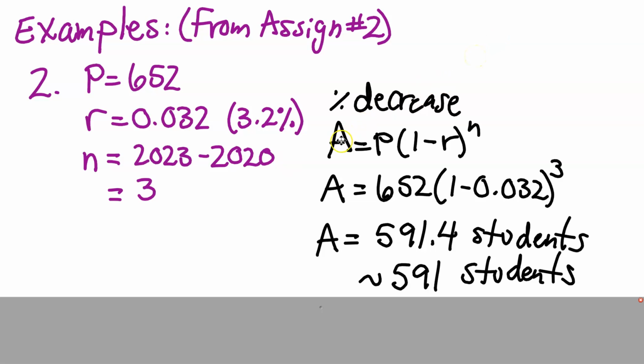So we're using A is equal to P times 1 minus r, to the power of n. You plug in your P, you plug in your r, and then you break out your calculator, and you should get 591.4. It's a student, so we round to the nearest student, which is about 591.